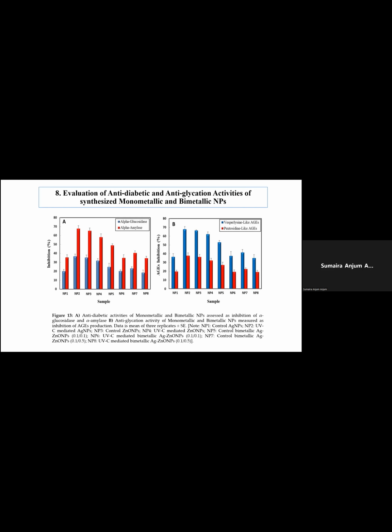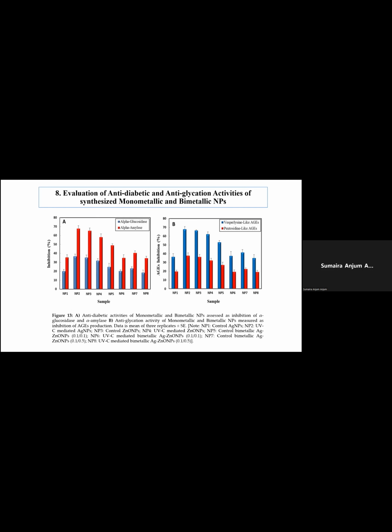So we further checked the percentage inhibition of these enzymes, and we see that the maximum percentage inhibition of both enzymes was shown by the NP3 nanoparticles, which were our UVC mediated silver nanoparticles, showing the highest inhibition activity, might be due to their smaller size and more spherical shape. While the anti-glycation activity was also evaluated in terms of two parameters.